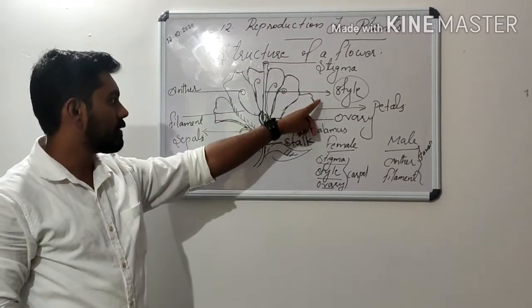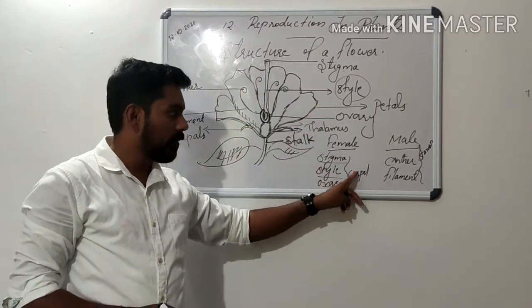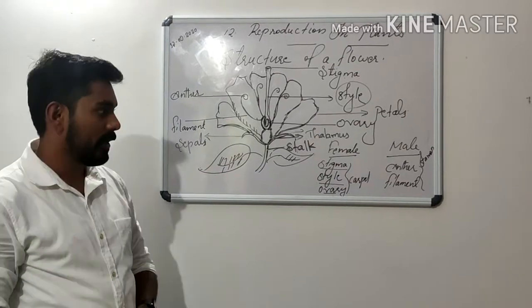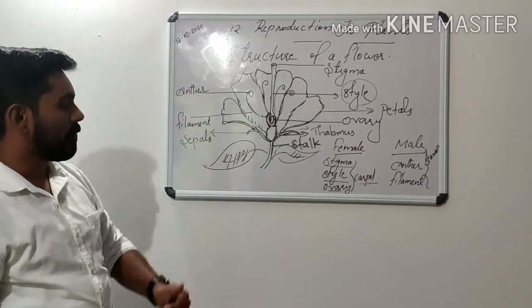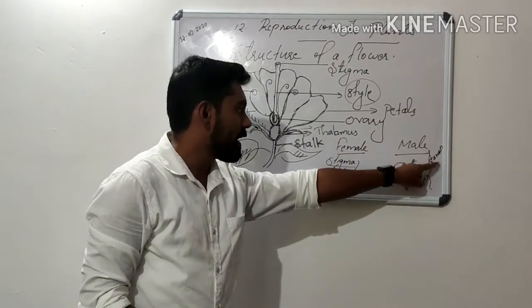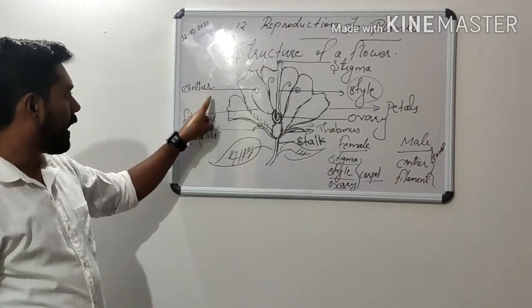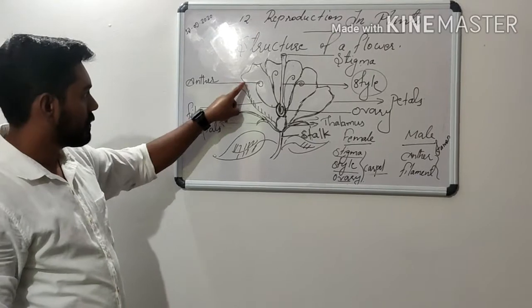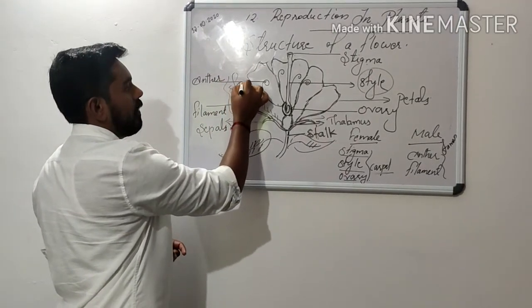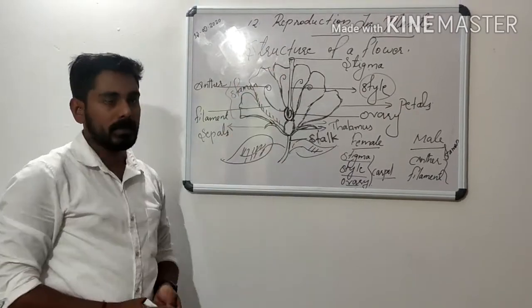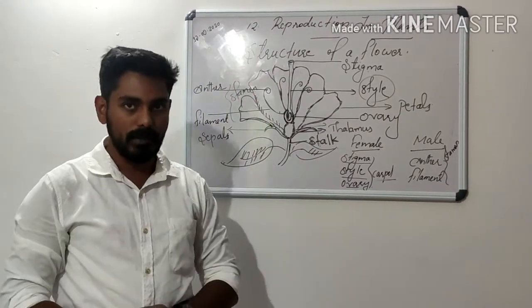So stigma, style, ovary is the female part of the flower. It is altogether called carpel. And the male part is stamen. Stamen contains anther and filaments. So anther and filaments together are called stamen. So these are the structures of the plants.